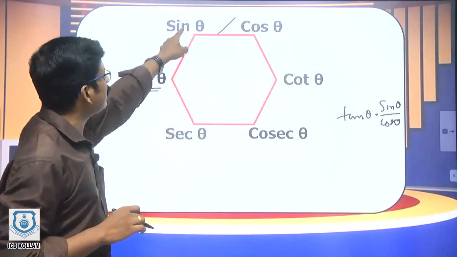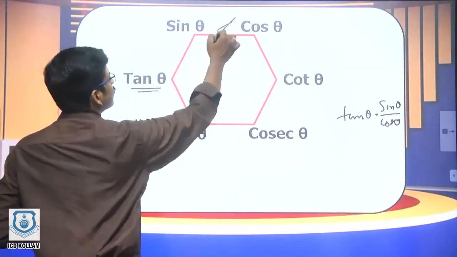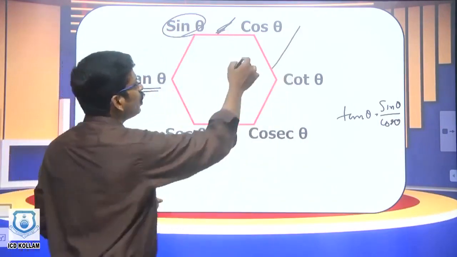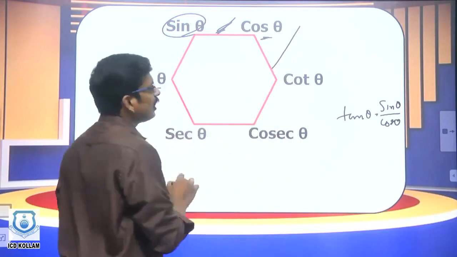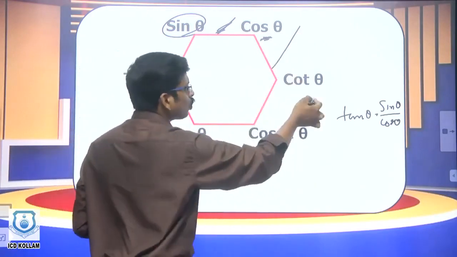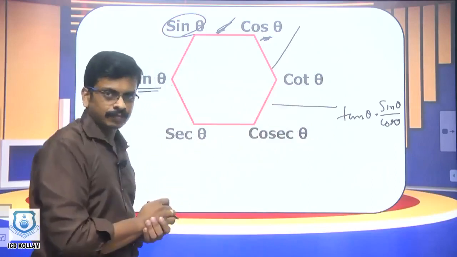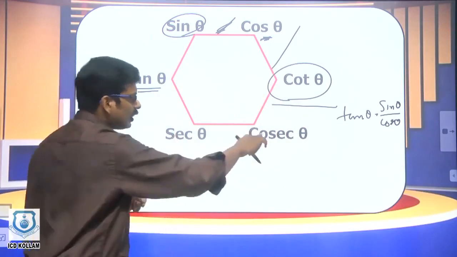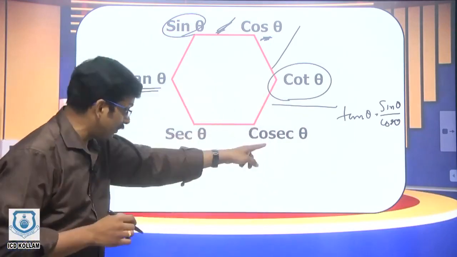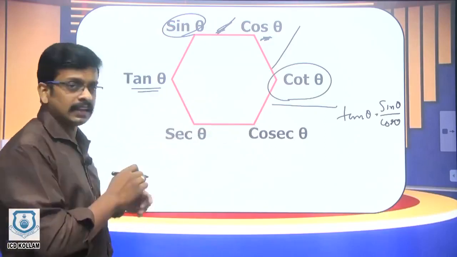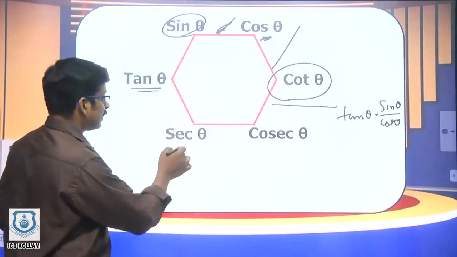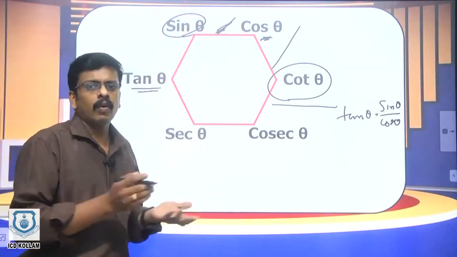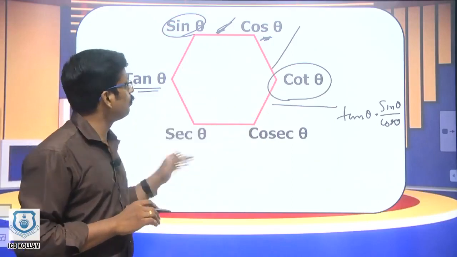Suppose you need to find sin theta from our hexagon, you just write sin theta equal to cos by cot theta. Now if you need to find cos theta, we can simply say cos theta equal to cot theta by cosec theta. Now if you need to find cot theta, cosec theta divided by sec theta will be your answer. So sec theta will be equal to tan theta by sin theta. So we get all types of equations from this simple hexagon.